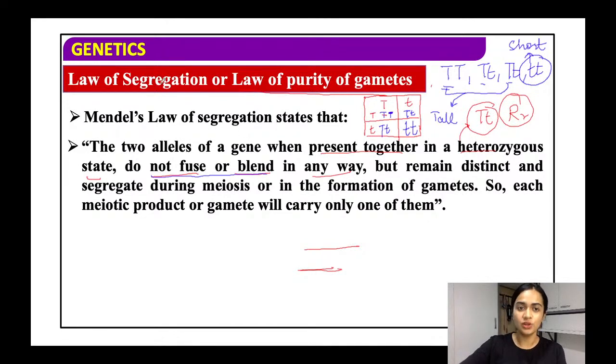So basically that is what is said in the law of segregation, that they do not fuse or blend, but they segregate themselves in a distinct way. That means tall is expressed as tall and short as short, and whenever a heterozygous forms, the dominant is expressed and the recessive is completely suppressed, so there is no mixing up. And this happens during meiosis, the formation of the gametes. So each meiotic product or gamete will carry only one of the traits.